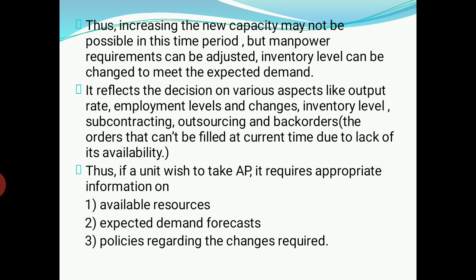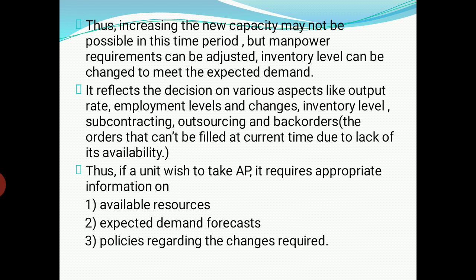Then at that time, what can be done? The manpower requirement can be adjusted, and the inventory level can be adjusted and changed. That means current assets can be made to work, or current assets can be adjusted so that you can meet the demand. But as far as fixed assets and their installations, or having new capacity installed, that may not be possible in this period of time, right? Because demand again keeps on fluctuating.